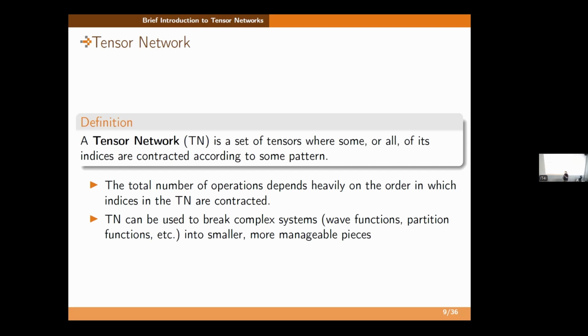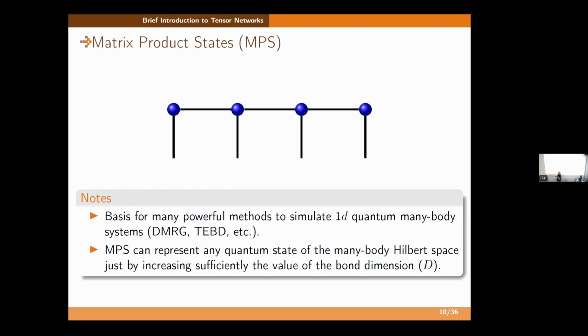Okay, next I will give you some examples of families of tensor networks, starting with the matrix product state, or MPS. In general, MPS is just a one-dimensional chain of connected tensors, in which each of them has one open index. And here is an open boundary condition, but we can also have a closed boundary, when this tensor is connected to this one.